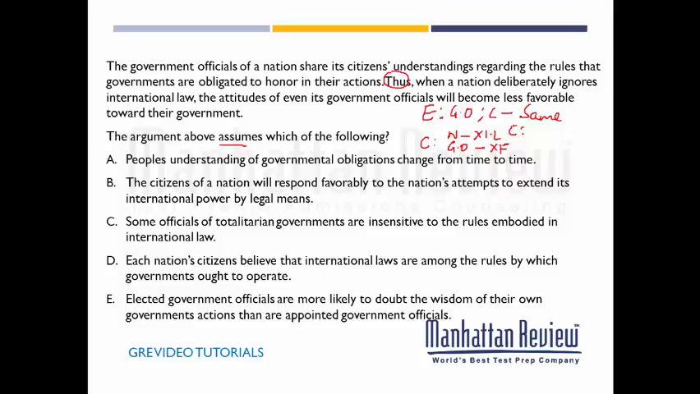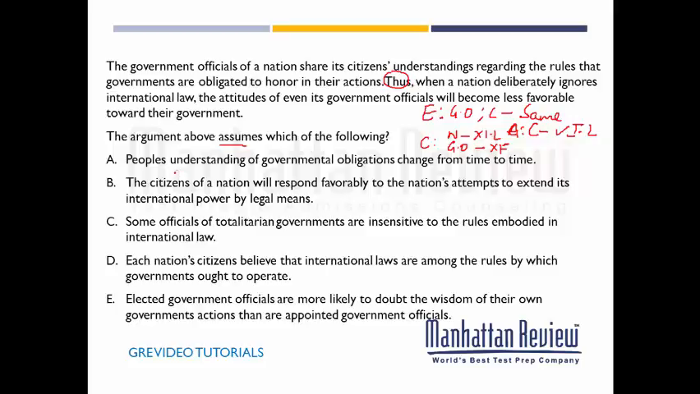So the assumption of the argument is something that would connect the evidence and the conclusion. In this argument, the missing link is the opinion of the citizens. Now, if we look at the conclusion, the attitude of the government officials is becoming less favorable if the nation ignores international law. In other words, the government officials want the nation to follow international law. Since the citizens also have the same opinion, the assumption of this argument should be that the citizens also want the nation to follow international law. We are looking for an answer choice that matches with this predicted answer.